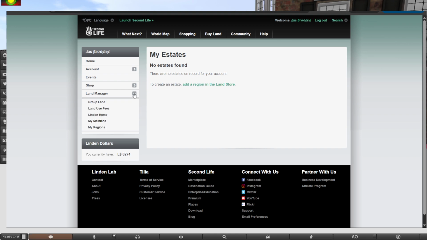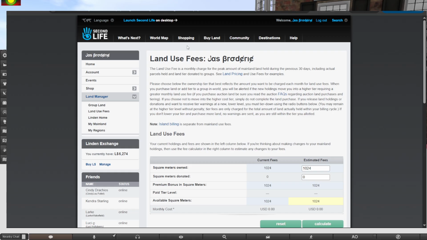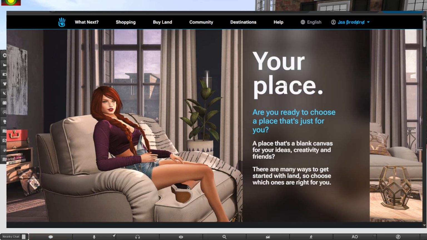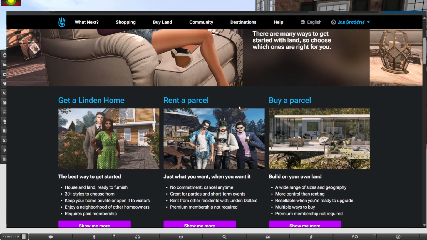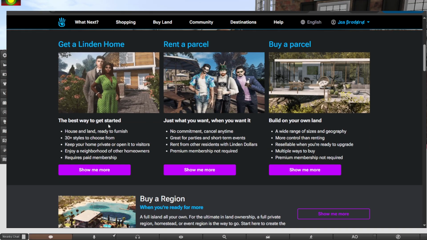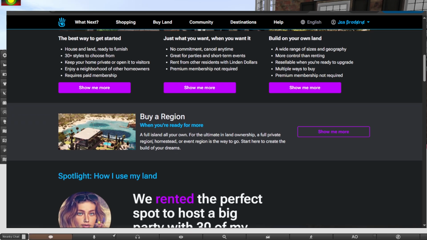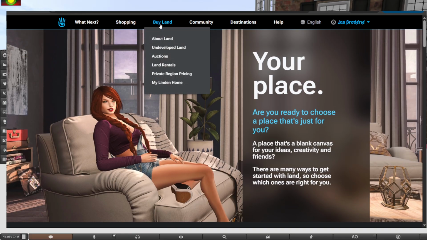All right. So let me go back to land use fees. Let's say that I want to buy land because I'm a member, so I can buy land. And I keep saying auction. So let me show you what the buy land looks like. All right. There's your Linden Home, which I have one. You can rent a parcel or you can buy a parcel. Or you can buy an entire sim, which is the 65,000, and so on. Let me see if it'll drop down. Okay, you can see it good.